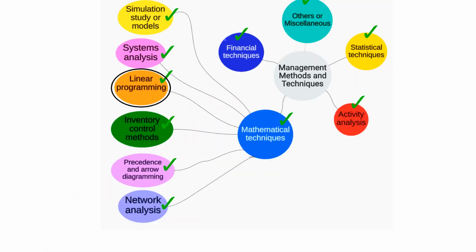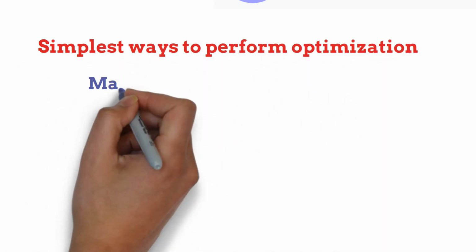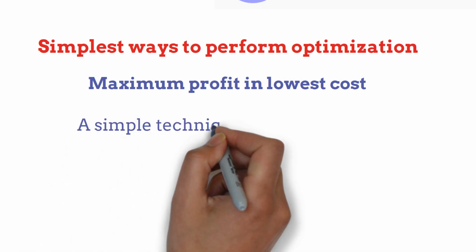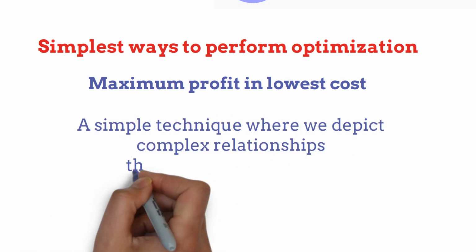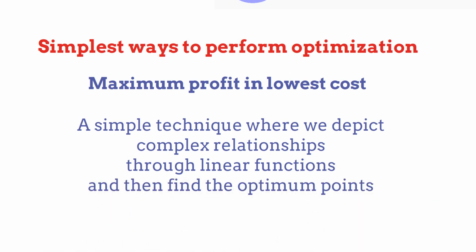Linear programming is one of the simplest ways to perform optimization, that means maximum profit at lowest cost. It is a simple technique where we depict complex relationships through linear functions and then find the optimum points. Let us understand this in detail with an example.